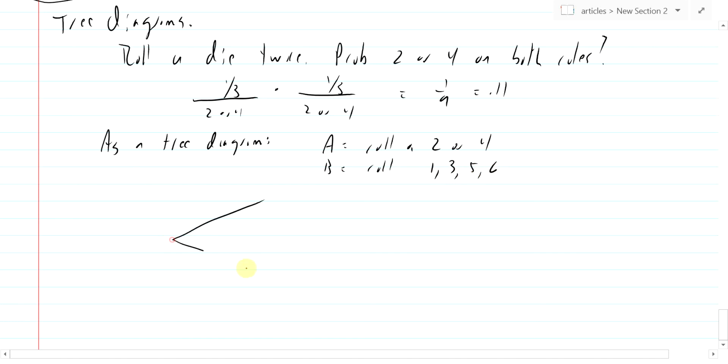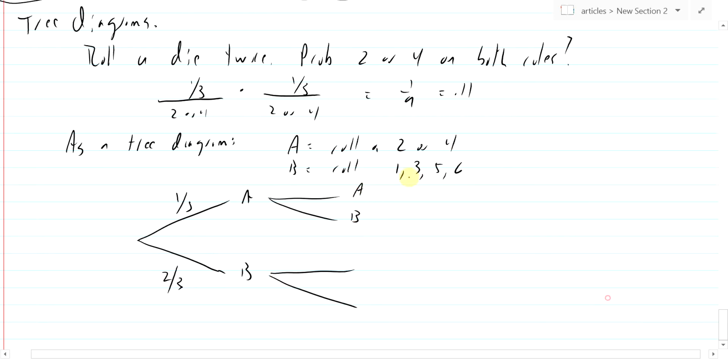And so how do we draw a probability tree diagram? There are my 2 events. We start here, and either A happens or B happens. There's a 1/3 probability of A and a 2/3 probability of B. And then once A or B has happened, you roll it again. What are the 2 possible outcomes? You could have A or you could have B. What's the probability that you roll a 2 or 4 on the second roll? Well, 1/3 and 2/3, for A and B.